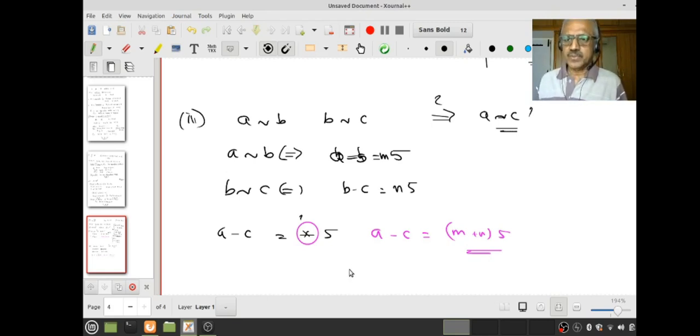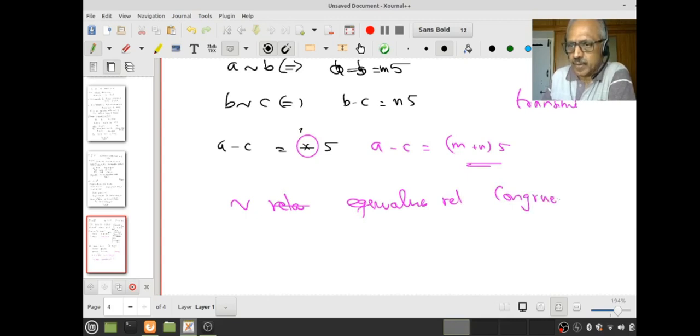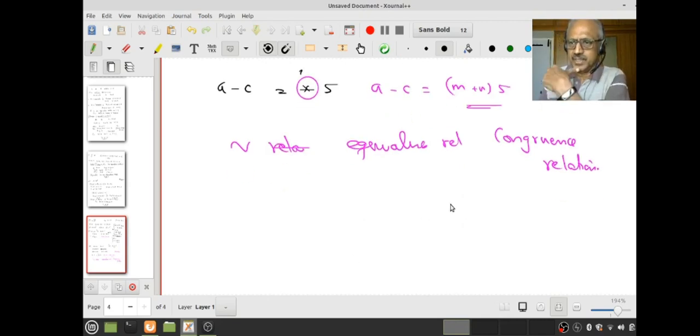Yeah. So what have we shown? We have shown that this is transitive. Therefore, this is an equivalence relation. This is what is known as congruence relation in number theory. This is closely related to the equivalence relation defined by a subgroup of a group, but that can wait for your group theory class.